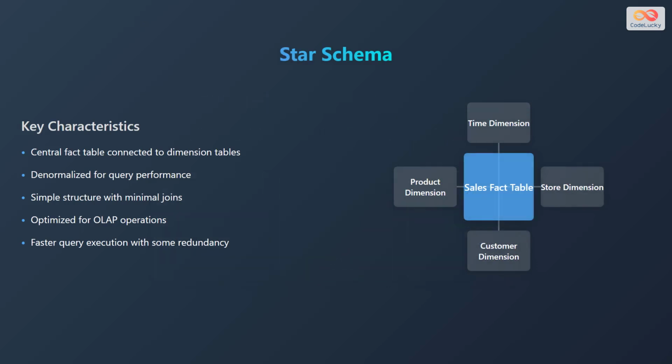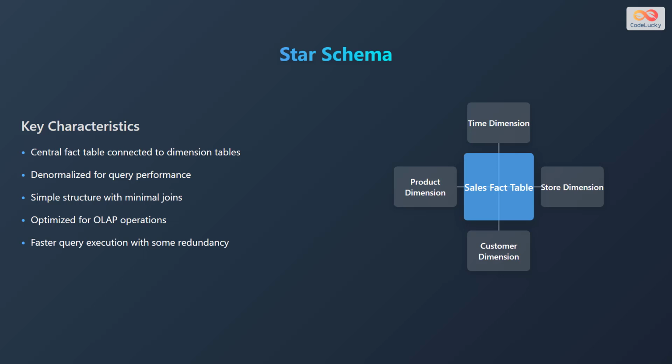Let's begin with the star schema. Key characteristics of the star schema include a central fact table connected to dimension tables. It is denormalized for query performance, meaning data is duplicated to speed up access. It has a simple structure with minimal joins, which also contributes to faster query execution.